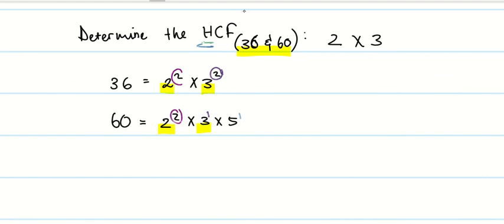Now I have 2 here that is the same. I have a 2 by the 36 and a 2 by the 60. What is the lowest exponent between 2 and 2? It's going to remain 2. What is the lowest between 3 and 1? 1. So we write down there 1. If I simplify this, 2 to the power of 2 is equal to 4, times 3 is equal to 12.